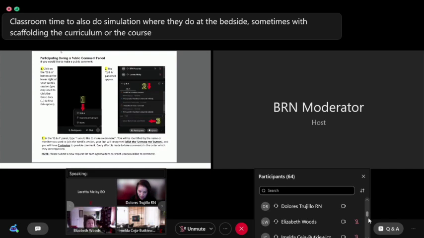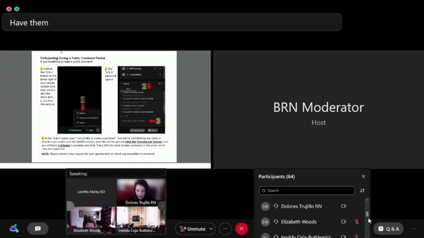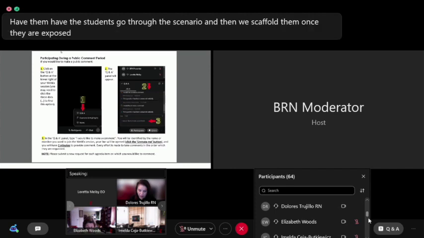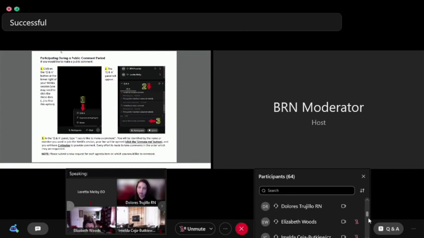So we teach theory, we do active teaching, where you flip the classroom, you bring them into the simulation lab, have the students go through the scenario, and then we scaffold them once they're exposed to those areas or opportunities that they may not see in the hospital, like a fall or an isolation patient because of COVID. Our students are not allowed in isolation areas. Then they are more successful in the direct patient care, so they don't do harm to our patients.